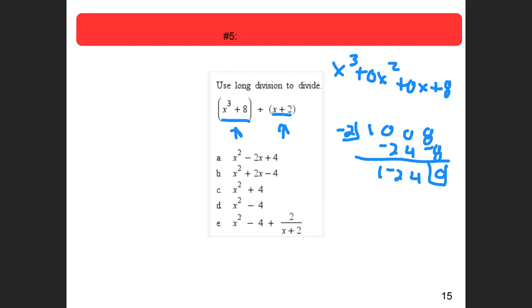So what's left over? I started with an x to the third, so this is going to be 1x squared minus 2x plus 4. So that is what it divides out to be. So 1x squared minus 2x plus 4. I'm going to go with letter A.